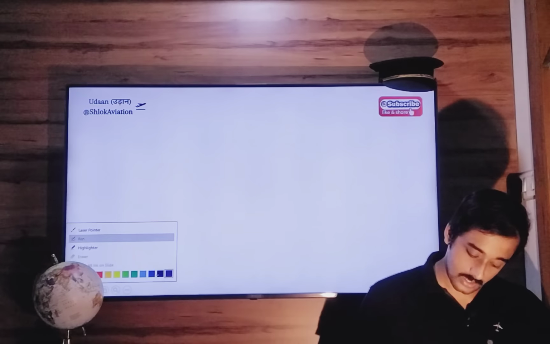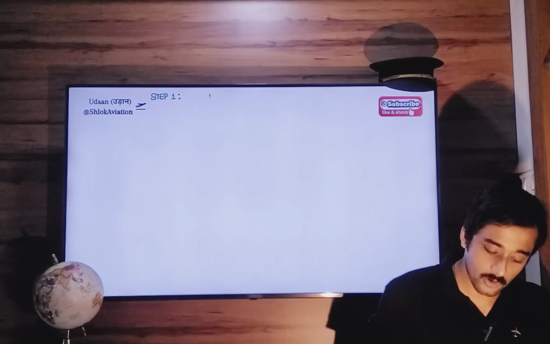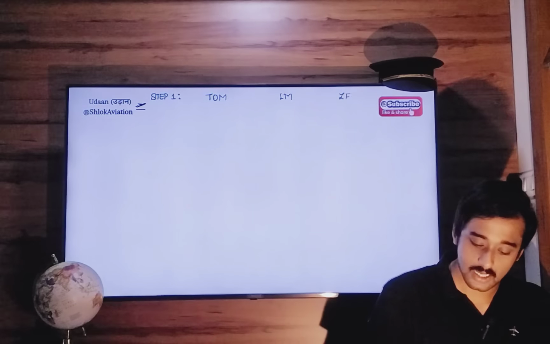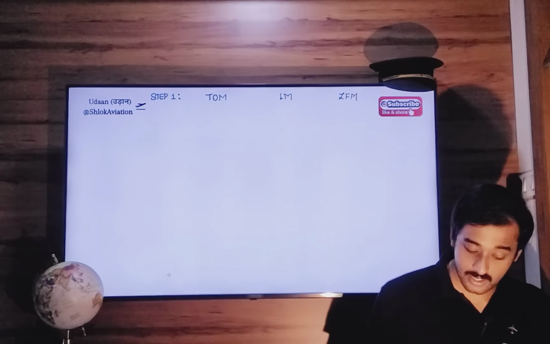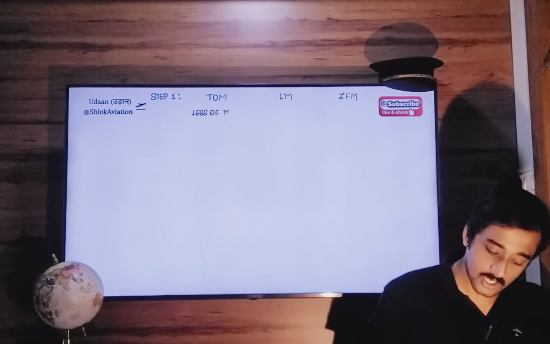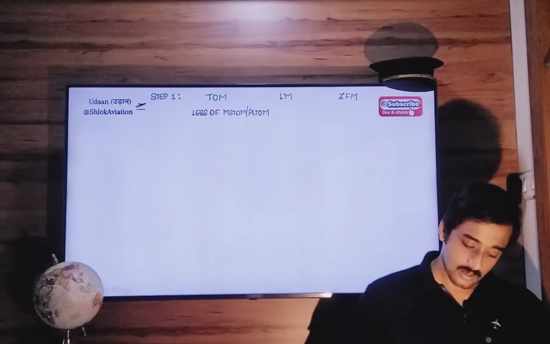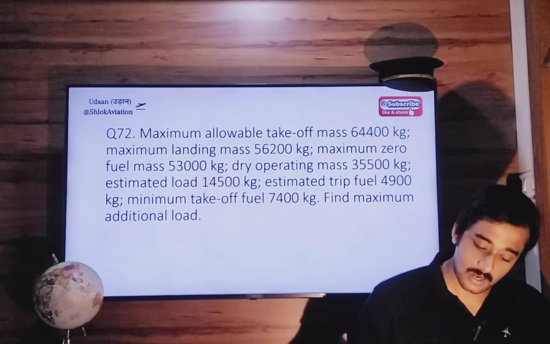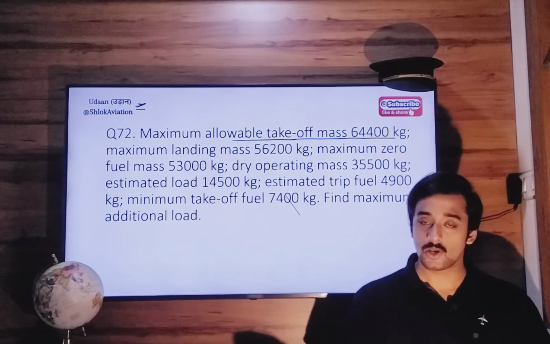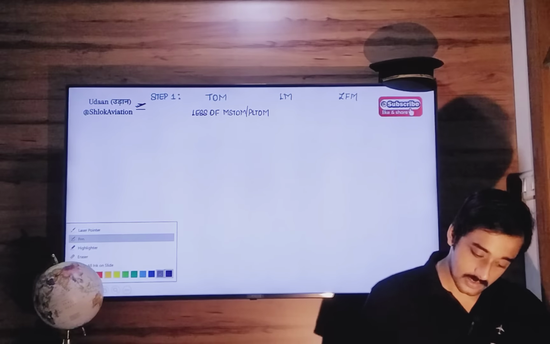Okay, so step 1, draw three columns, one for takeoff mass, landing, and the zero fuel mass. In the takeoff mass column, you are going to write the value which is the lesser of maximum structural takeoff mass and performance limited takeoff mass. So here we have only been given one takeoff value, which is maximum structural takeoff mass value 64,400. We do not have performance limited takeoff mass. So write 64,400.